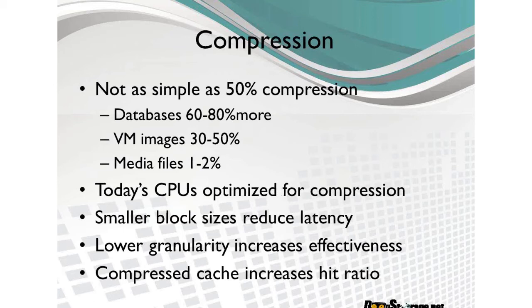Compression for storage guys always comes up as, well, the tape vendors always told us that data would compress 50%, and sometimes it would and sometimes it wouldn't. How much data compresses is very much dependent on the data. Databases are quite compressible. You'll typically see a 60 or 80% or even more rate of compression for database data. VM images are somewhat compressible. They'll compress 30 to 50%. Media files and the like are frequently already compressed, and compression won't save you very much disk space.